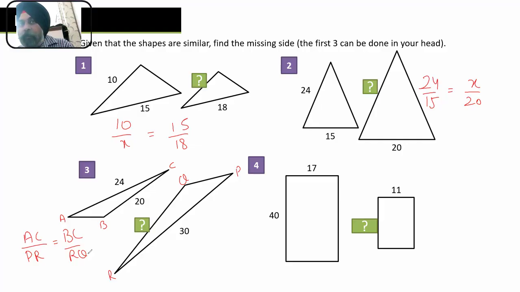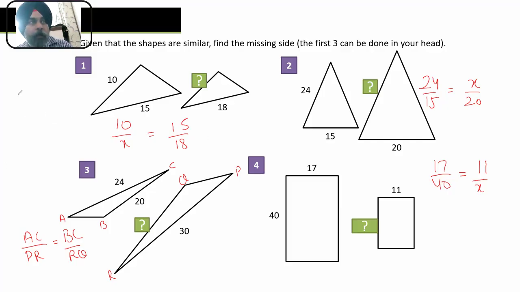In this one, we have got a rectangle in place, and if you look at the values, we have got 17 upon 40 will be equivalent to 11 upon x. Okay, let's move on to the next slide.